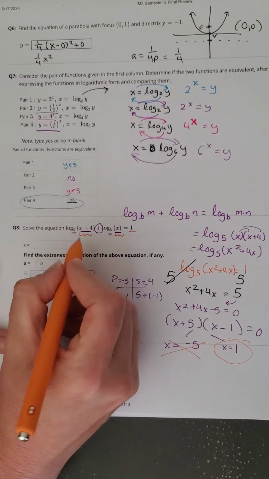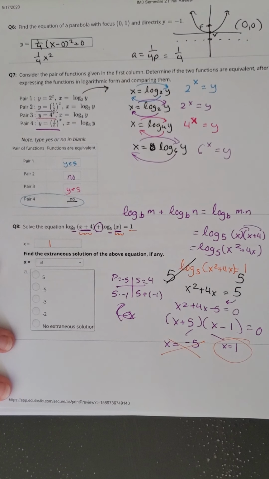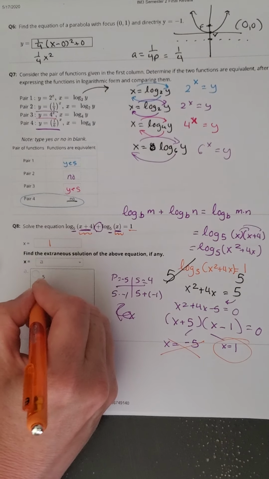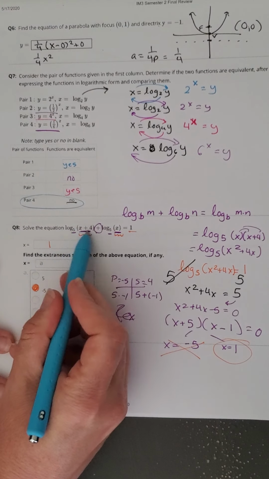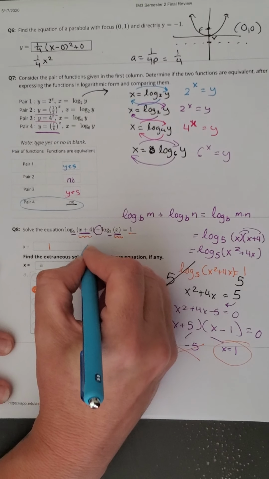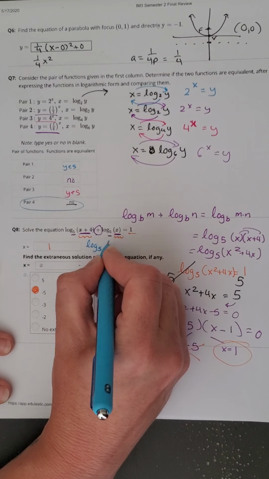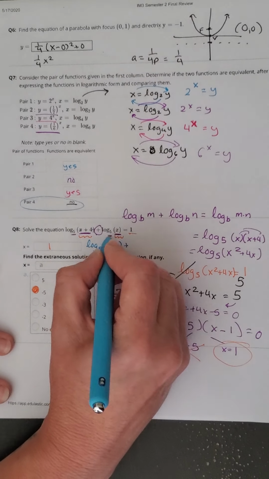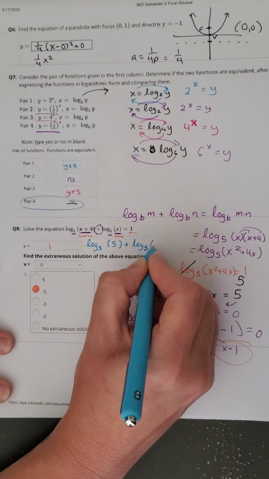And 1 is the good solution. So x equals 1 is my good solution, and x equals negative 5 is my extraneous. And you should always check these. If you substitute in 1 right here, you're going to get log base 5, 1 plus 4 is 5, plus log base 5 of 1, and that should equal 1.